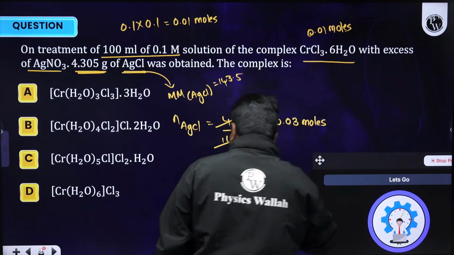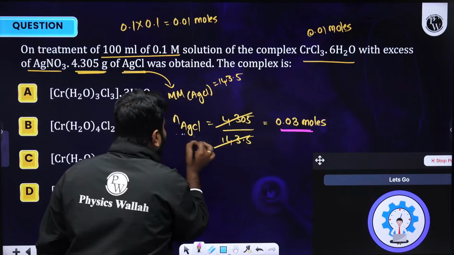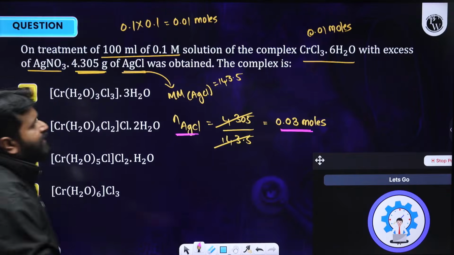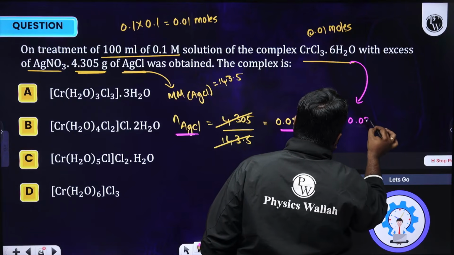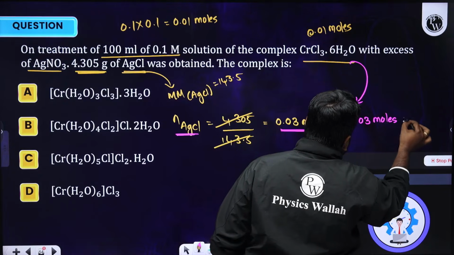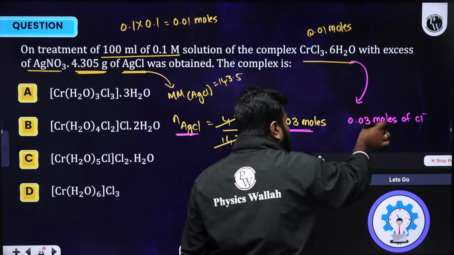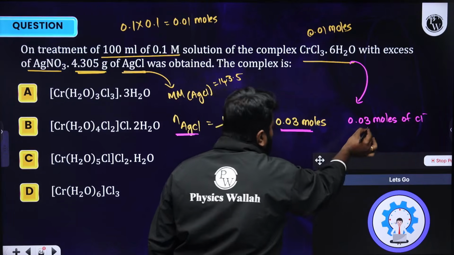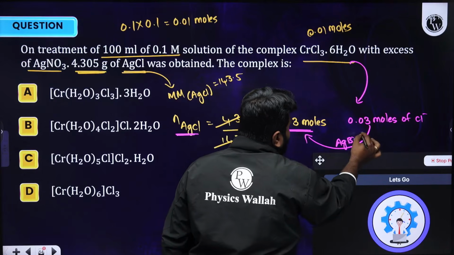0.03 moles of AgCl I am getting means how many moles of Cl minus would have come out from the complex? From the complex, I would have received 0.03 moles of Cl minus. Understand? From this complex, if 0.03 moles of Cl minus comes out, automatically 0.03 moles of AgCl will be precipitated when it reacts with AgBr.